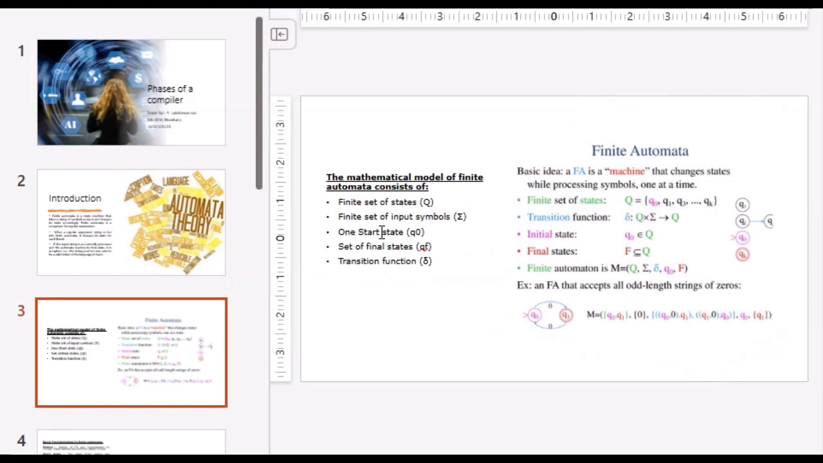Now, in this slide, let us see some of the basic symbols that we use in the finite automata concept. The mathematical model of finite automata consists of a finite set of states Q, a finite set of input symbols Sigma, one starting state q0, a set of final states qf, and the transition function. On the right side below, there is an example where q0, in pink color, is the starting state, and qf, with the double circles in orange color, is the final state. And there is a transition from q0 to qf on 0 and qf to q0 on 0.